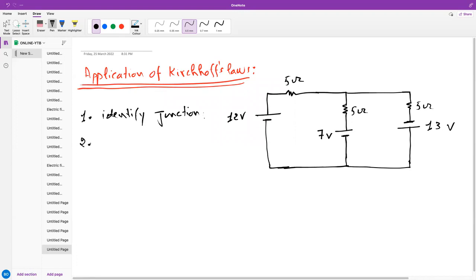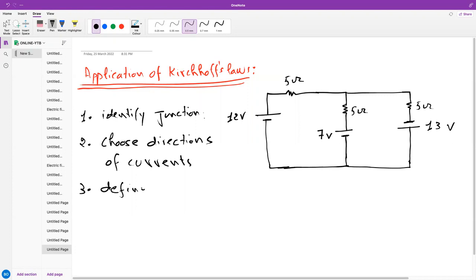The second step: if the directions of current are not given, then choose the directions of current randomly. The third step is to define your loops, because the loops will help you apply the second rule, the second law of Kirchhoff.